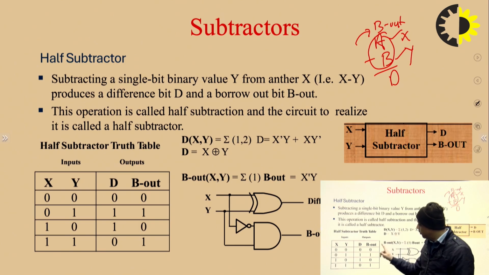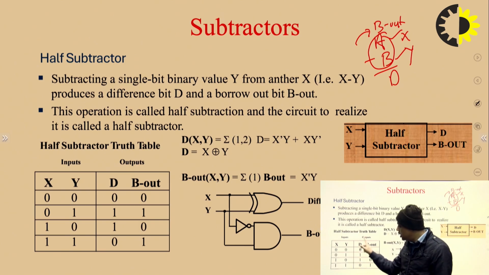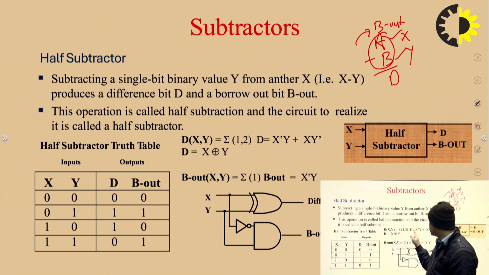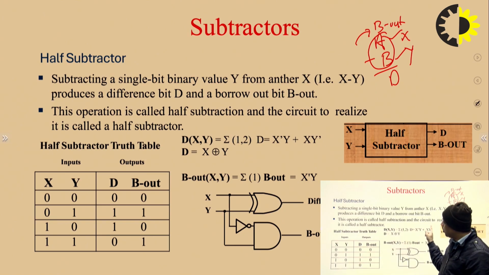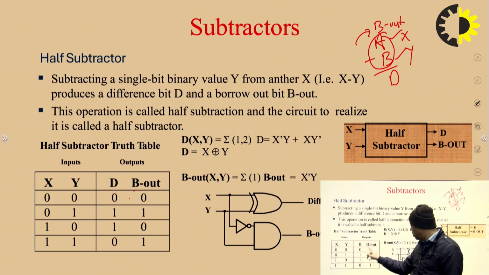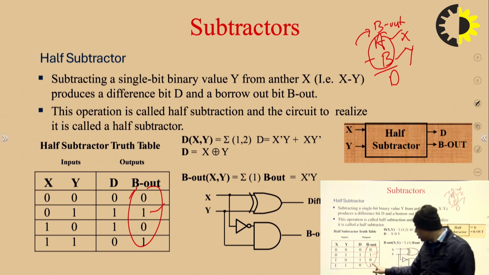So if we make the function for d, then d has the value 1 at x bar y and at x y bar. So the difference for a half subtractor is d equal to x bar y plus x y bar, and d is equal to x XOR y. Similarly, for the borrow, we have x bar y.